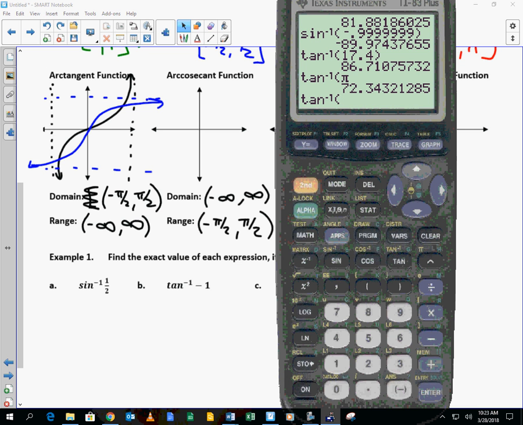Let's think about 1 million here for a second. Tangent is sine over cosine, right? Sine is the y value. Cosine is the x value. Y over x is the same as slope. So if I'm doing the arctan of a slope of 1 million, what angle do you think would have a slope of about 1 million? Really close to 90 degrees, right?